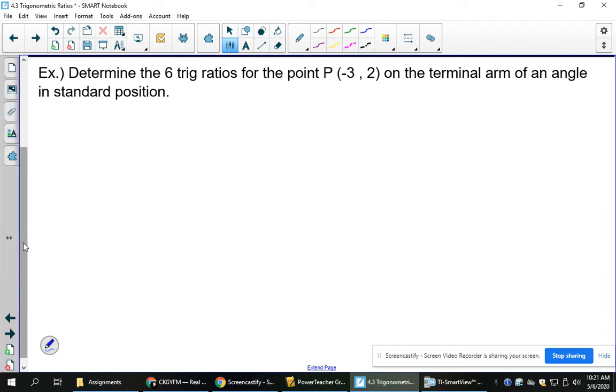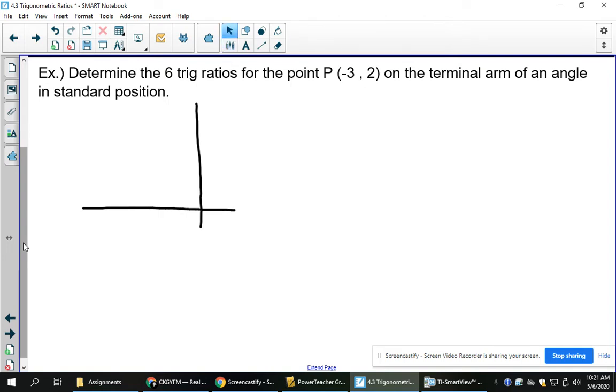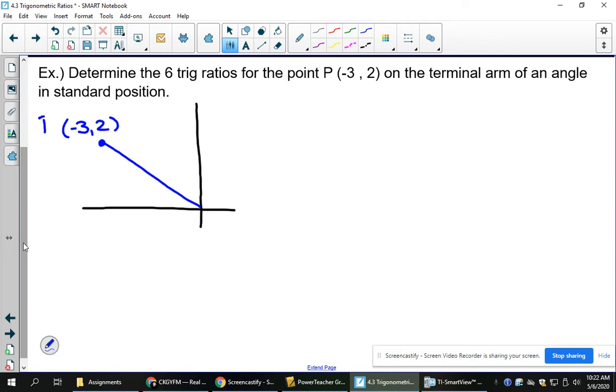So I'm going to put this in quadrant 2, which means I really only need to draw quadrant 2. It's going to have a terminal arm coming out of the origin that has a point at -3, 2, point P. The way that I would plot that point is by going from the origin, -3 in the x direction and 2 in the y direction.